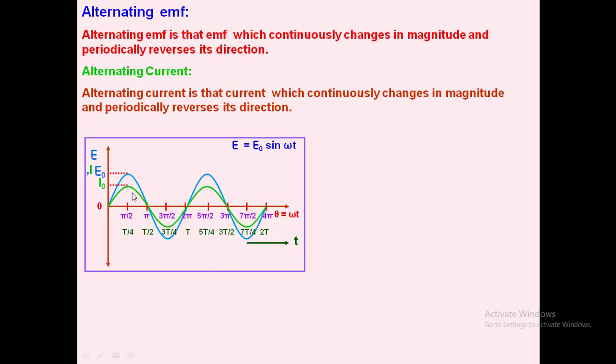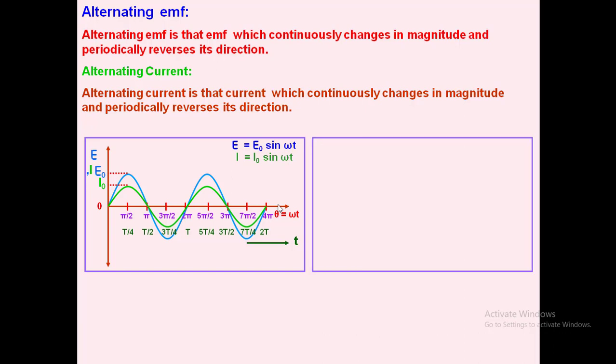Now the green line represents the alternating current. Just like EMF, current also varies periodically and changes in magnitude, where I naught is the maximum current produced. The equation which represents the current is I equals I naught sine omega t. So here we are going to represent both current as well as EMF in the form of a sine function, that is the displacement as a sine function. We can also use the cos function to represent a sinusoidal wave.